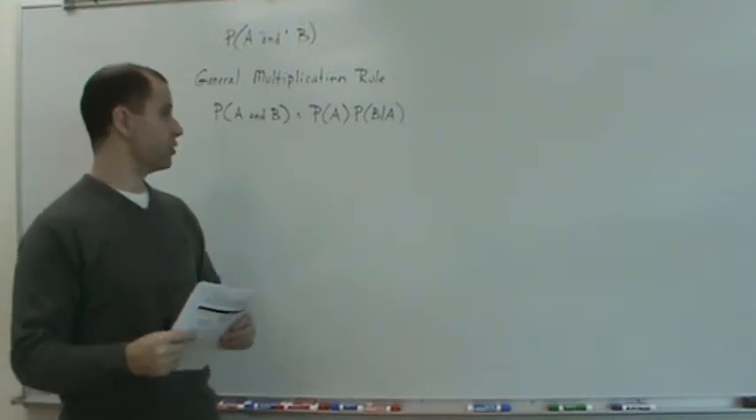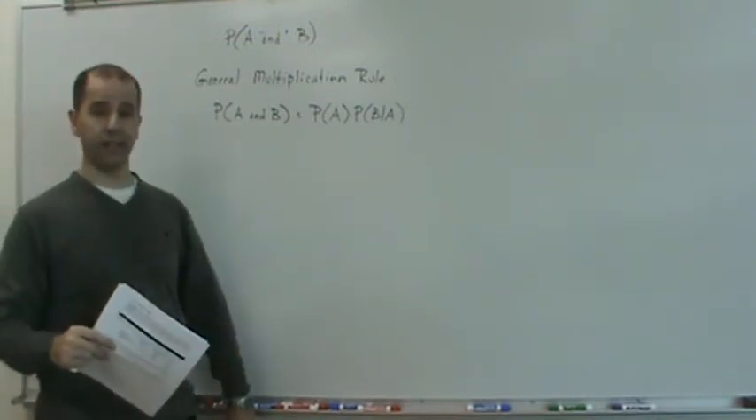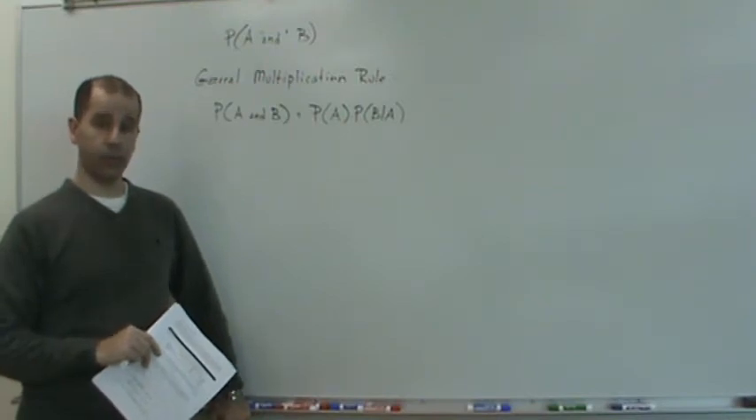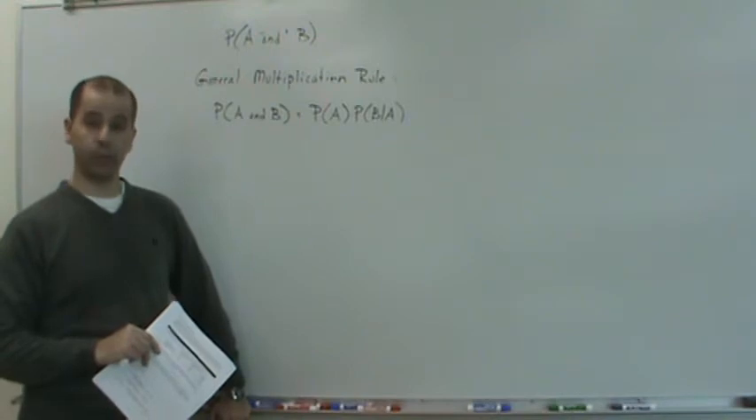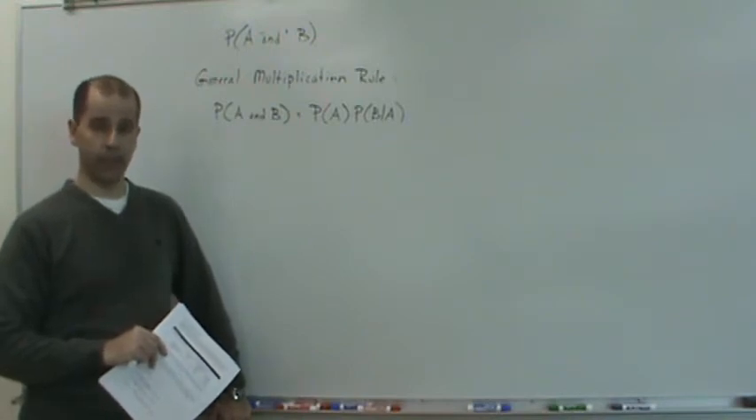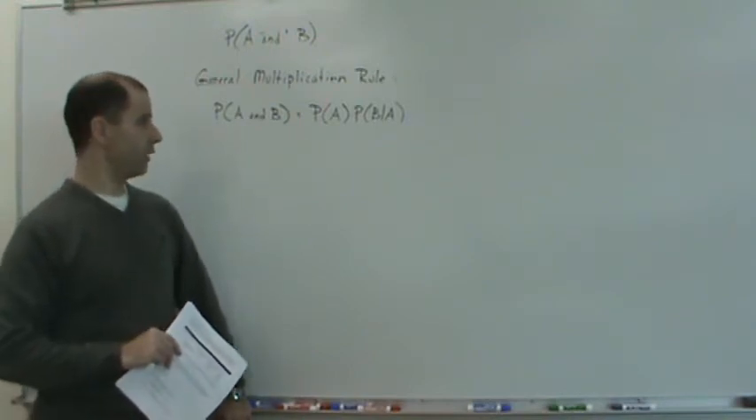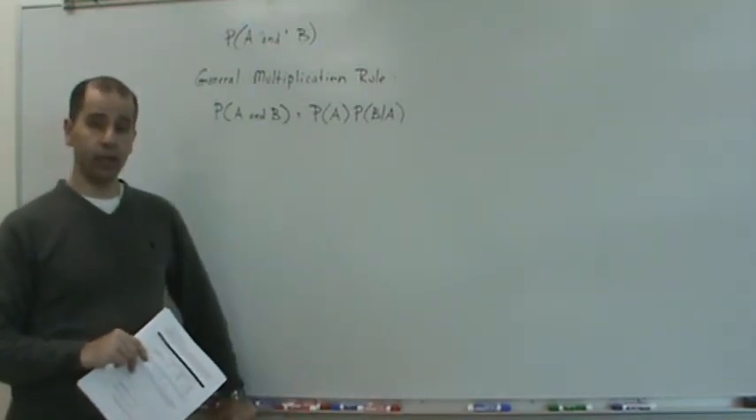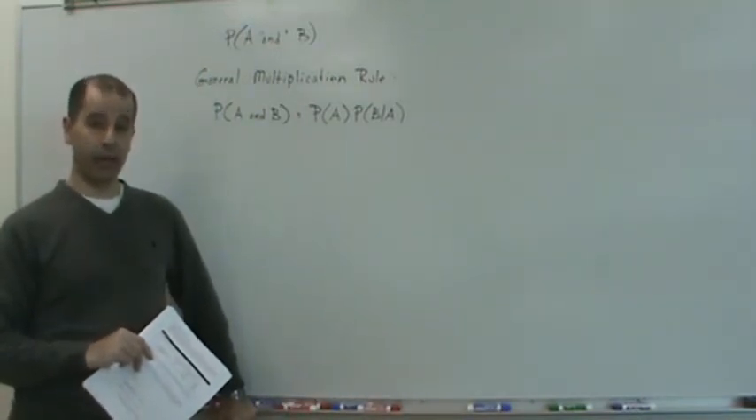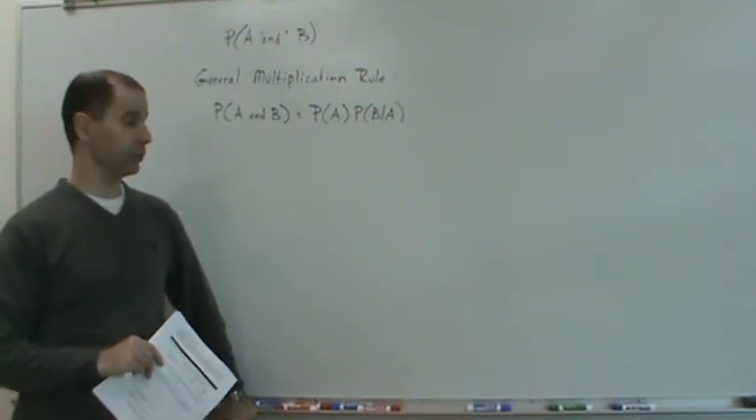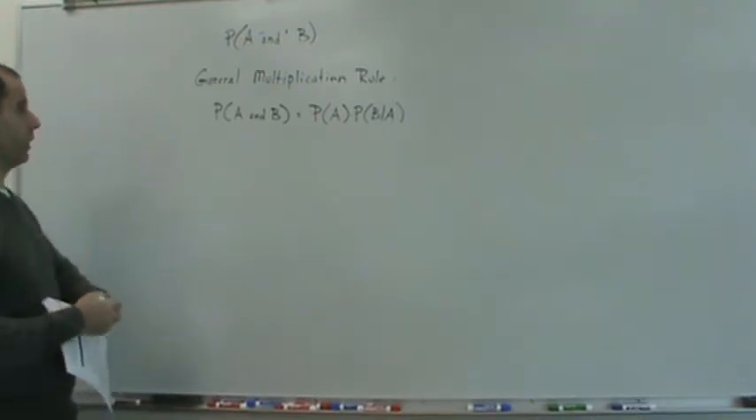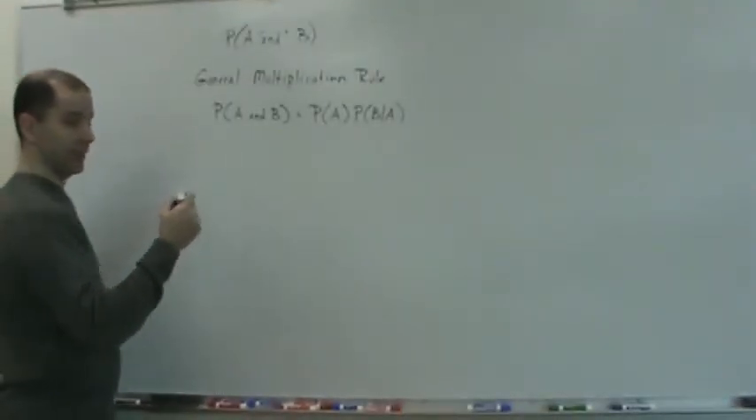This general rule will work for any situation dealing with the probability of two events that are connected by AND, so the probability that both events will occur at the same time. In this definition, it does not include anything about independence, and that's what we're going to talk about now. So this will work for any case for AND, but the simplified rule deals with independence.